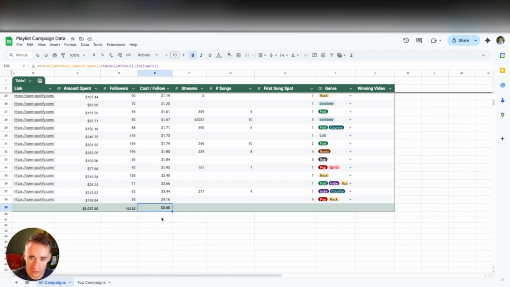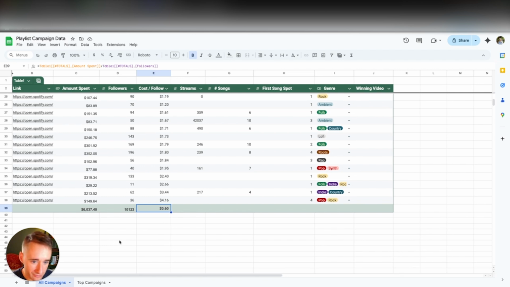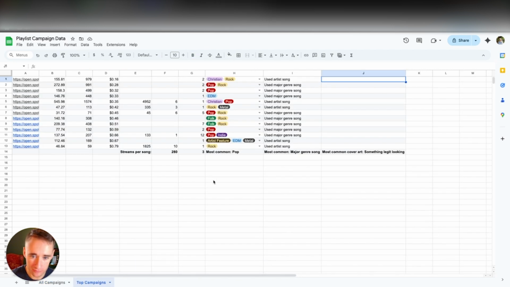So that's the data as a whole, but I was actually even more interested in the top campaigns specifically because I wanted to see, are there commonalities in the campaigns that are actually working really well? And if so, how can I replicate that so that I do more good campaigns and fewer bad ones?